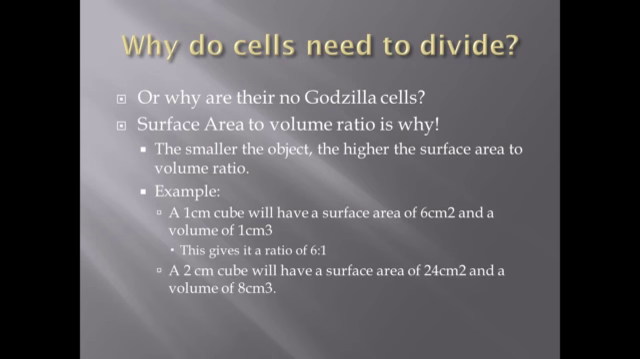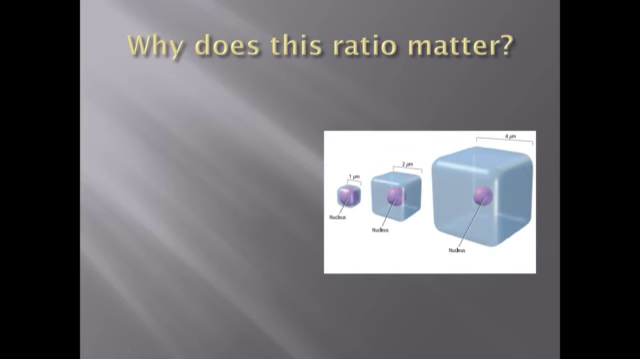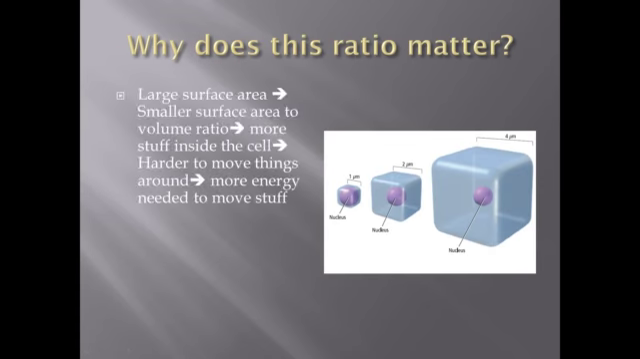However, when you have a bigger cube, 2 centimeters, then you have different numbers, 24 and 8, and that gives you a ratio of 3 to 1. Now, I've answered the question about what happens as things get bigger, because you've seen how the ratio begins to decrease, but your question might be, well, why does that matter? How come that's an issue? Well, I'm going to give you the example here. What it means is this. A larger size means a smaller surface area to volume ratio, which means there's basically more stuff inside the cell, which leads to it being harder to move things around and more energy being needed to move stuff.